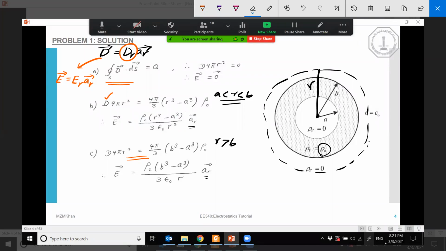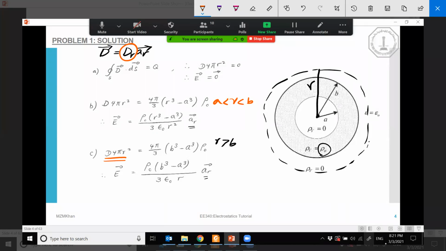So now let's continue. Now in the third region, how are we going to do it? We are going to put a Gaussian surface of radius R here. And then we will apply Gauss's law again. In this, again, the left-hand side will be D times 4 pi R squared, as in the case of B. But here, remember, your R will be greater than B, and in the earlier case R was between A and B.